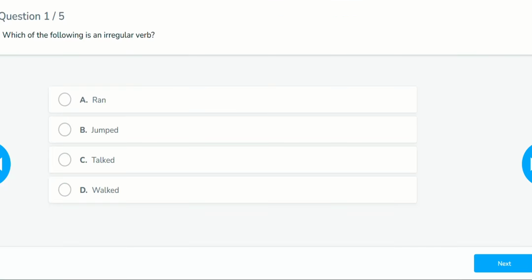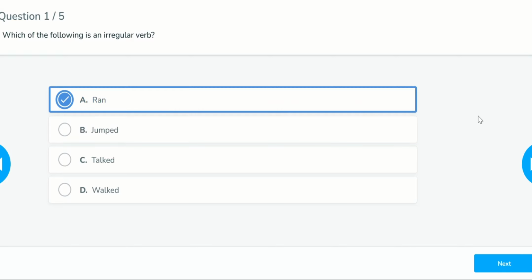All right, let's take a quiz to test how well we understand irregular verbs. Which of these verbs is an irregular verb? Ran. That is the verb run in the past. These other ones follow the rule of adding ed to the end. Great.